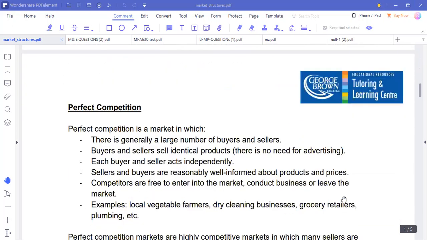Okay, so these are the characteristics of a perfectly competitive market. We said the market generally has a large number of buyers and sellers, and the goods are identical. There's no need for advertising. Here, each buyer and seller acts independently.